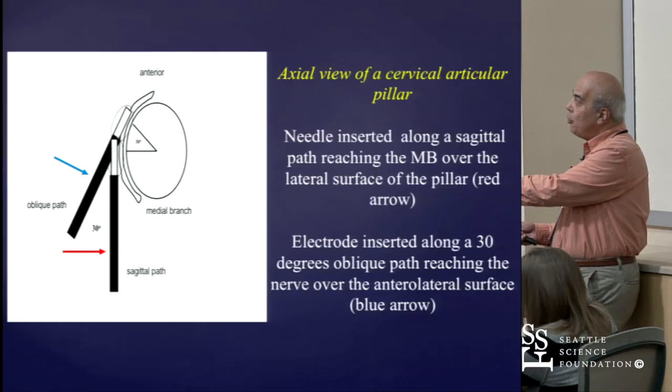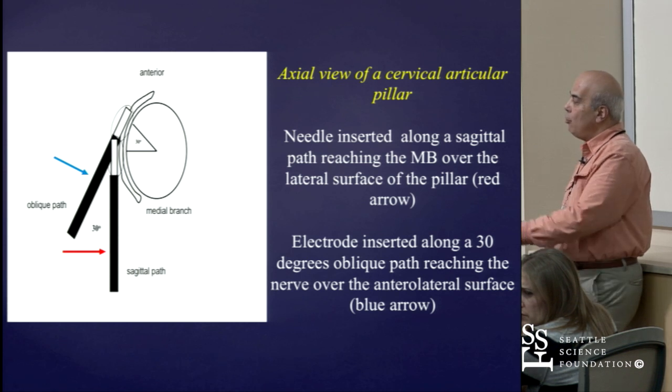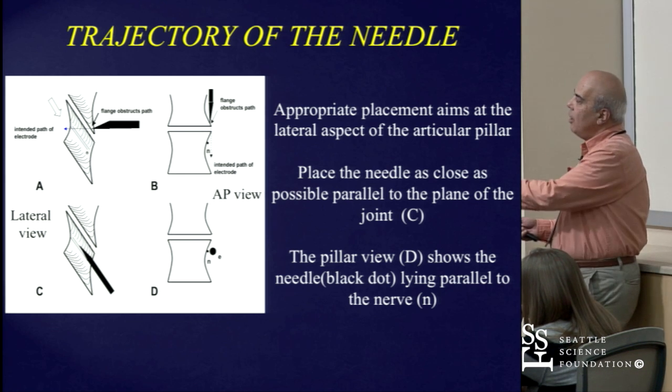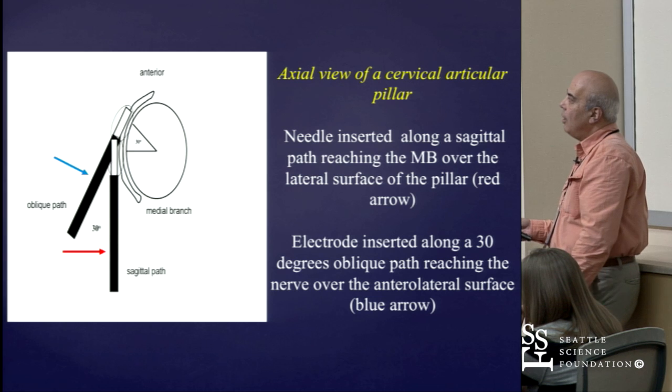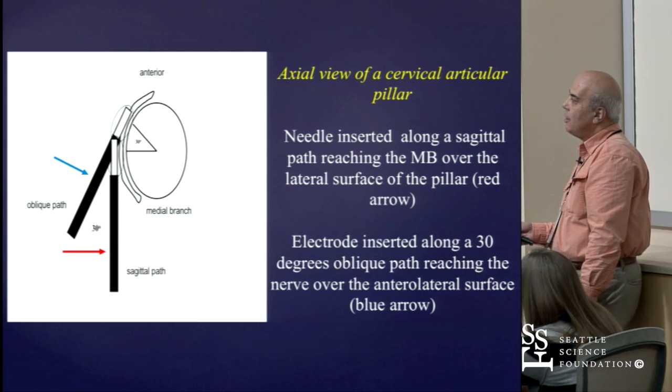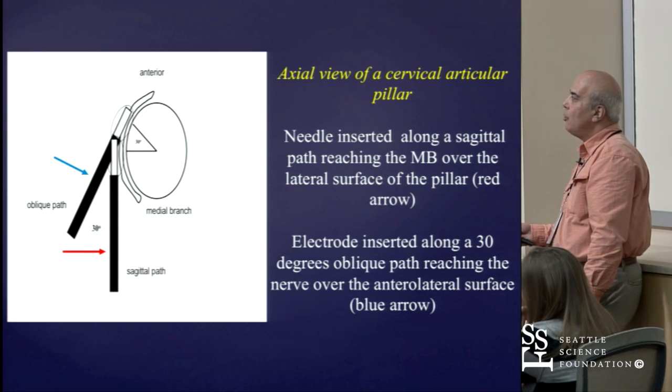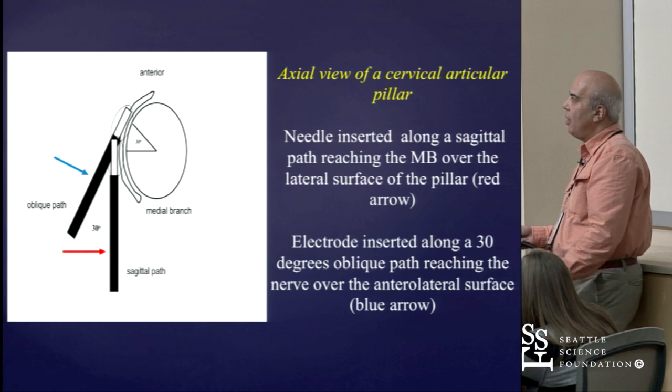You can try to reach the waist of the articular pillar in two possible ways, either inserting the needle along a sagittal path in order to reach the lateral surface of the pillar, as indicated by the red arrow, or you can try to insert the needle using an oblique path, which is usually 25 to 30 degrees oblique from the needle placement for the sagittal path, in order to reach, again, the anterolateral surface of the articular pillar, as indicated by the blue arrow.